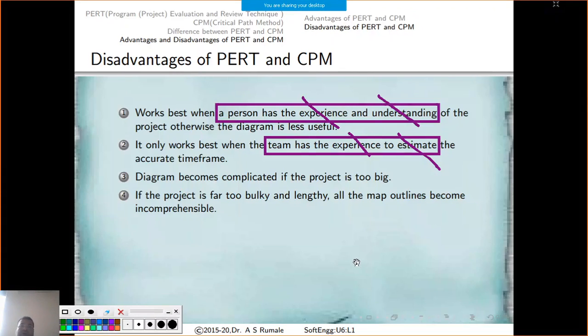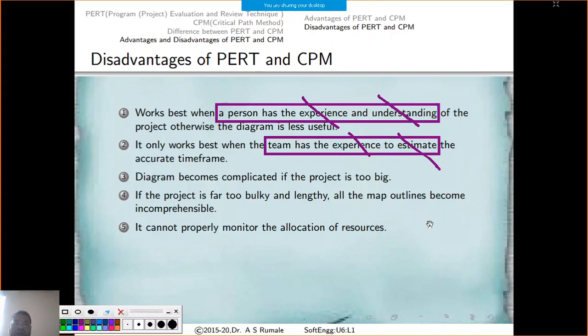So it got divided into three parts: project B, project C, and project PL. Project B created the interpretive language BASIC. Project C created the C language, the mother of all computer languages, and project PL created the PL language, which is actually the mother of all data manipulation languages. So if the project is lengthy, the map outlines become incomprehensible, you can't work with that, so you need to divide the project.